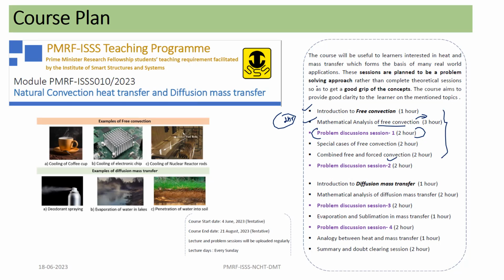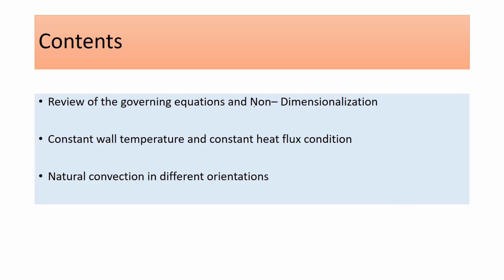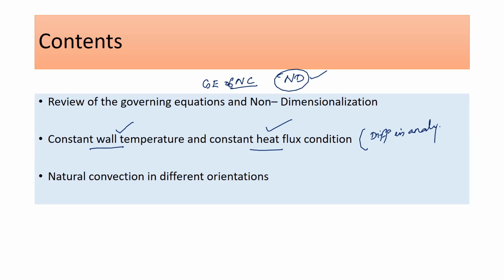So today, our discussion topic is a review of the governing equations of natural convection and the non-dimensionalization, which has been previously discussed in the last class, and then the constant wall temperature case and the constant heat flux condition. What is the difference between the analyses? It is actually a very broad topic, so we'll be discussing the most important parts. It's very important in natural convection.